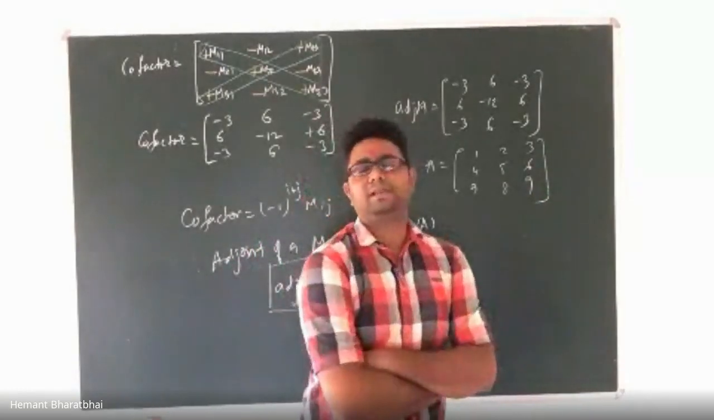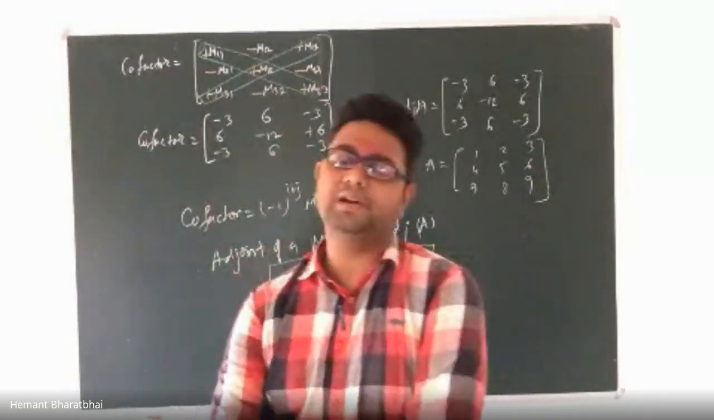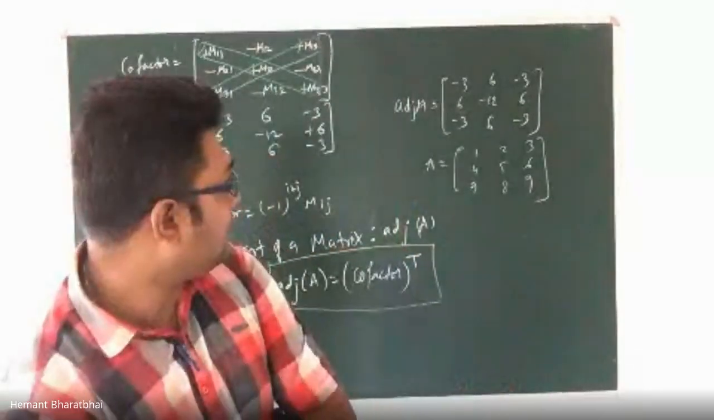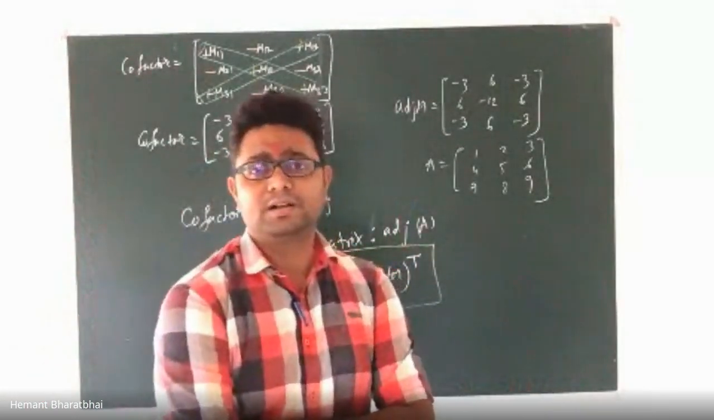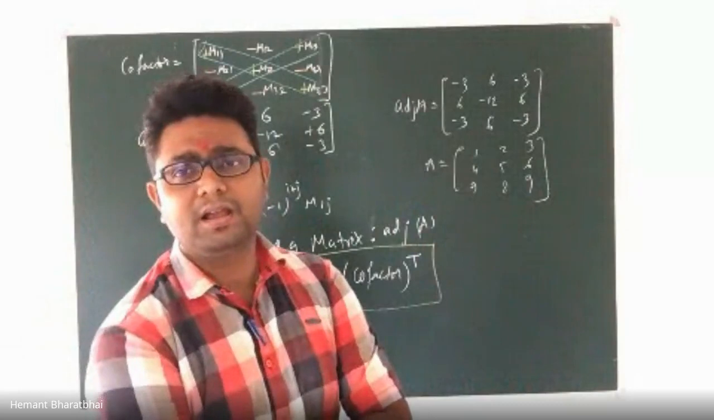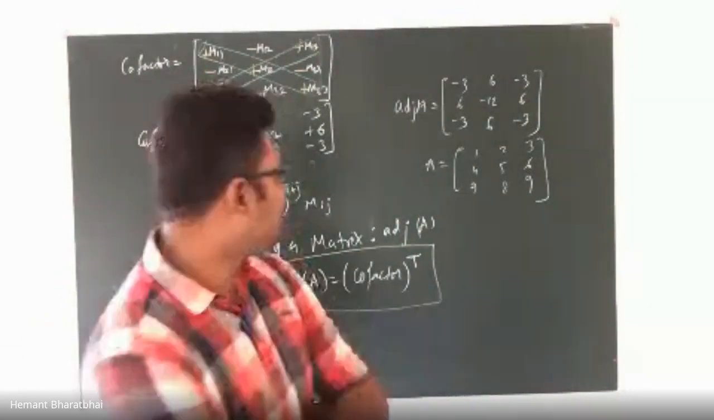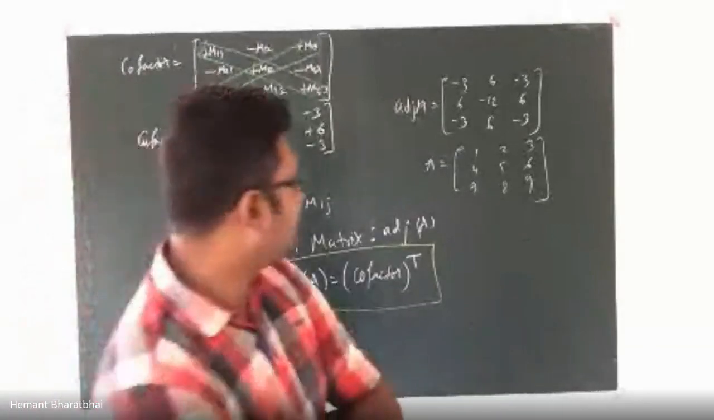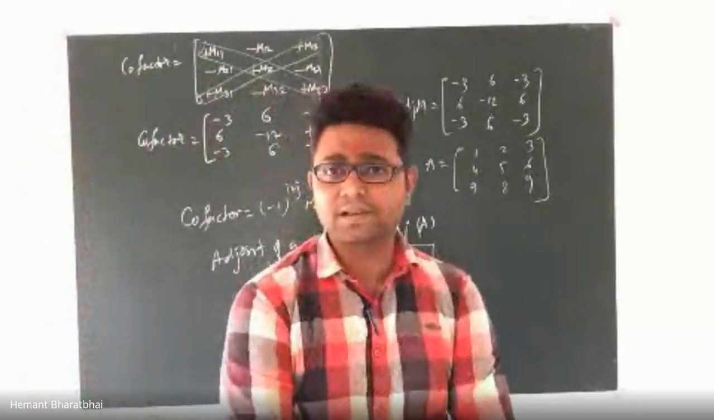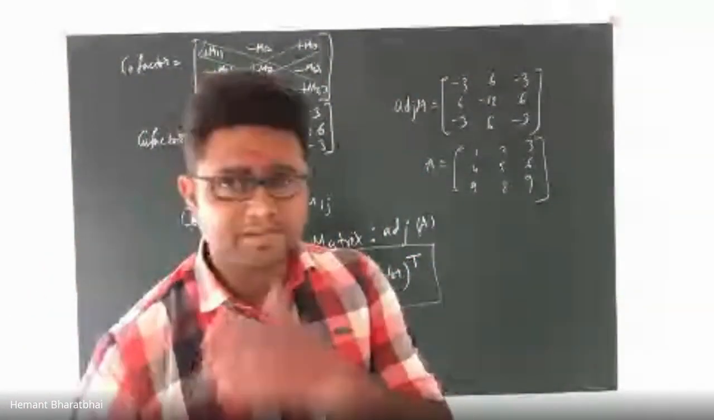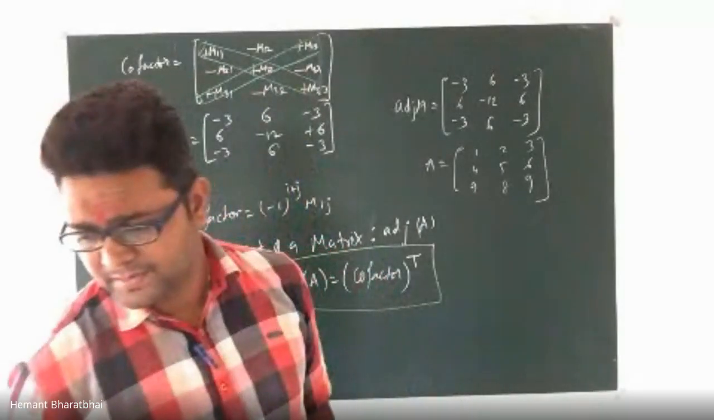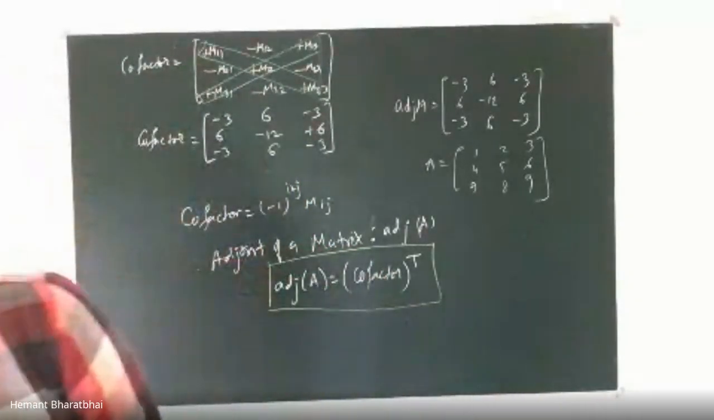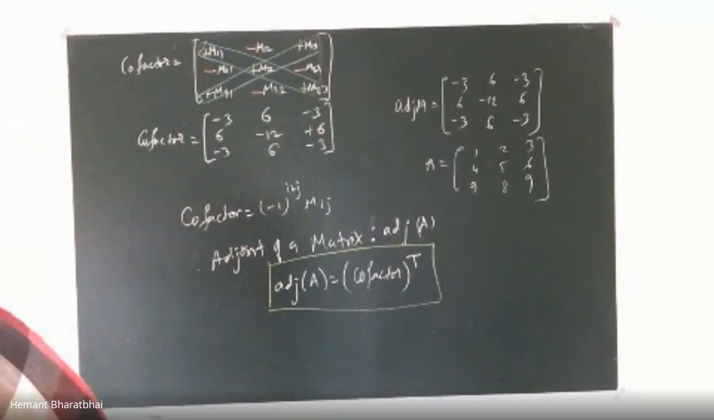So my matrix A was this: 1, 2, 3, 4, 5, 6, 7, 8. And I've got this adjoint: minus 3, 6, minus 3, 6, minus 12, 8, minus 3, 6, minus 3. Is it clear? Is it clear how to find the adjoint of a matrix?